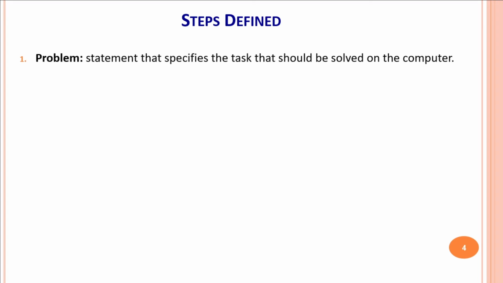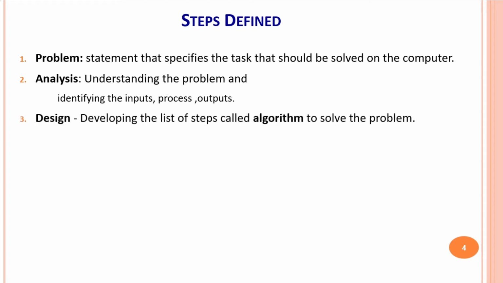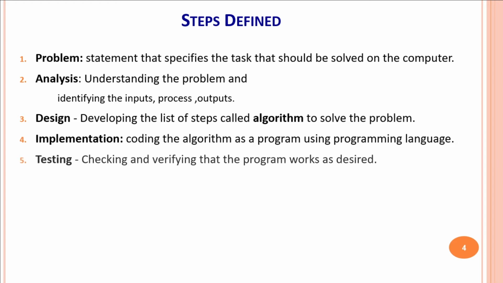So these 7 steps, 7 steps you should remember. Problem statement specifies the task that should be solved on the computer. Analysis means understanding the problem and identifying the inputs, process, outputs. Design means developing the list of steps called algorithms to solve the problem. Implementation means coding the algorithm as a program using programming language.